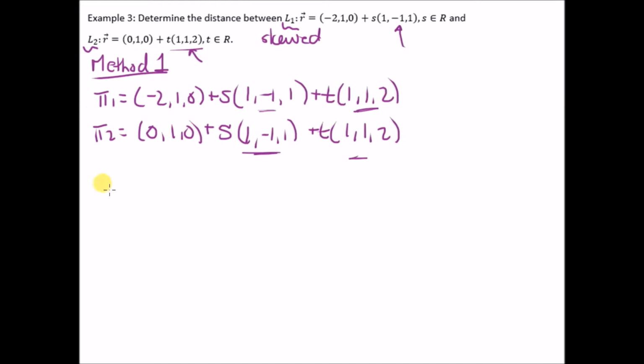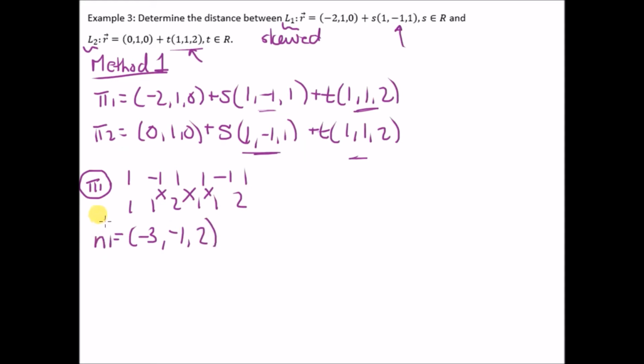Okay, so what we want to do is take one of the planes, let's just take plane 1, and find the Cartesian equation of this plane. So what we need to do is take the two direction vectors and cross them in order to find their normal. Okay, so 1, negative 1, 1 and 1, 1, 2. All right, so let's go ahead and cross them. We get negative 2 minus 1, I get negative 3. 1 minus 2, I get negative 1. And 1 minus negative 1, I get 2. Okay, so that's going to be our normal.